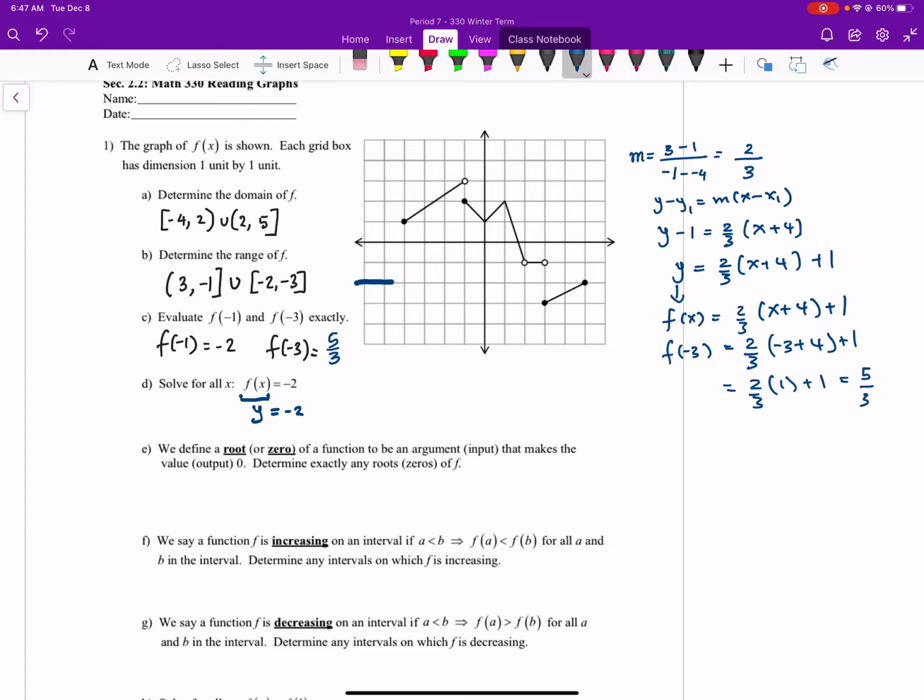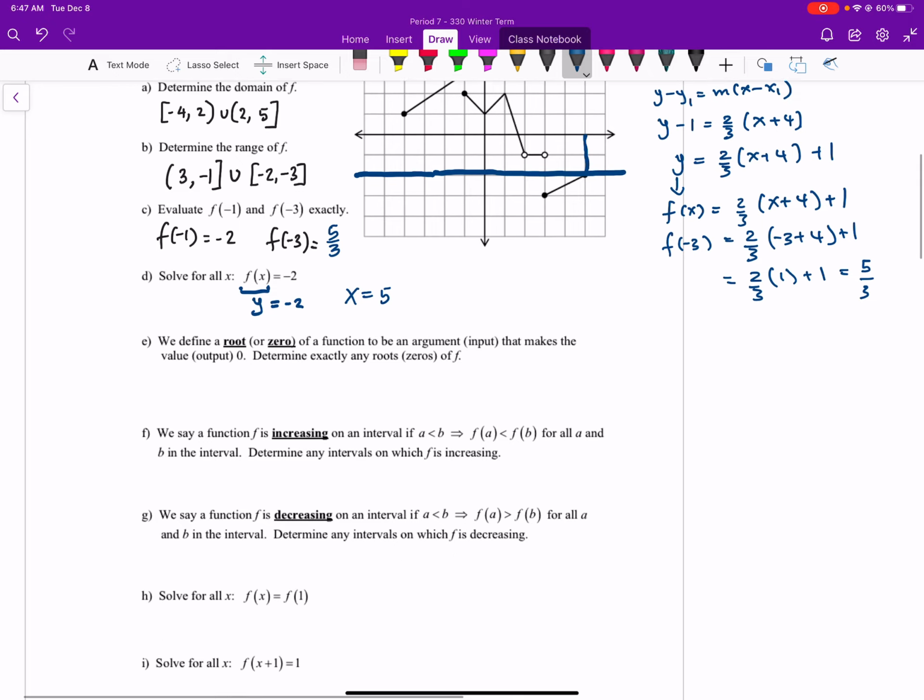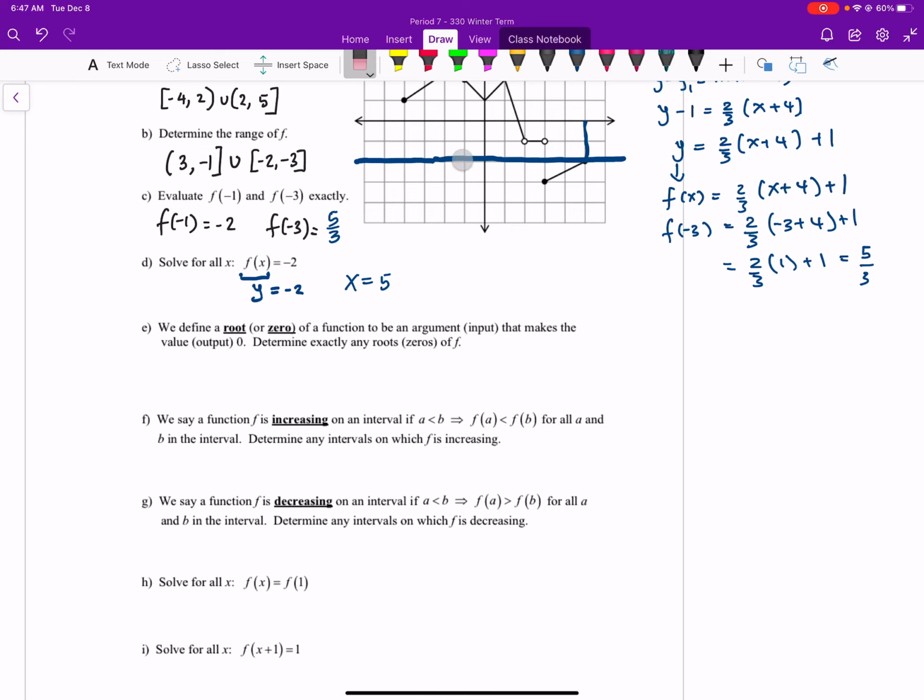So negative 2 is right here. And you're looking for where they intersect, because that's where you find where the y values are equal to negative 2, so that you can find the x. The only place where I can see this happening is right here. This is the only place. So 1, 2, 3, 4, 5. That is when x is equal to what? When x is equal to 5. All right, let's go ahead and look at the next few that we have here.